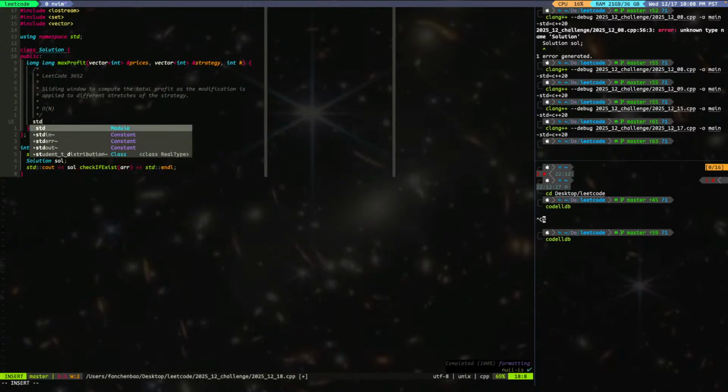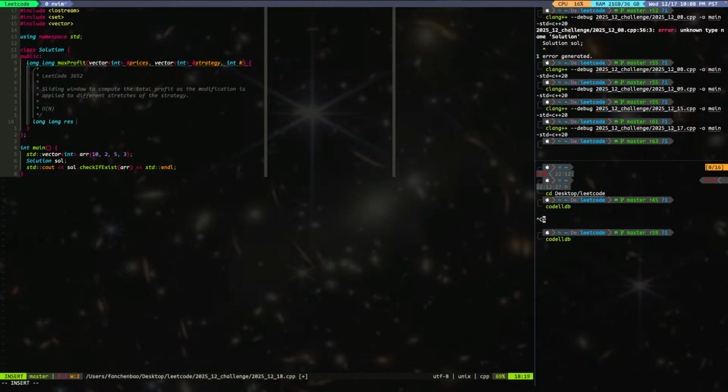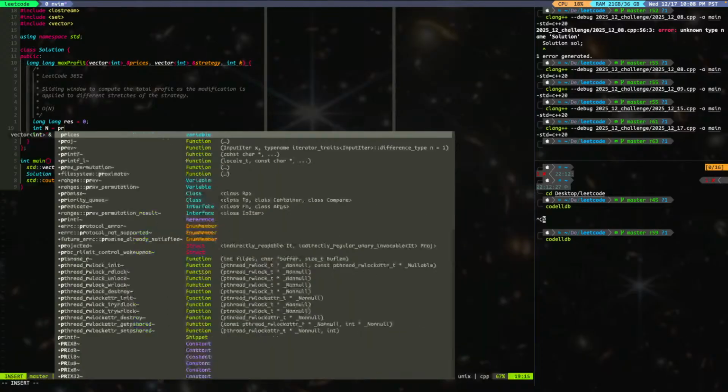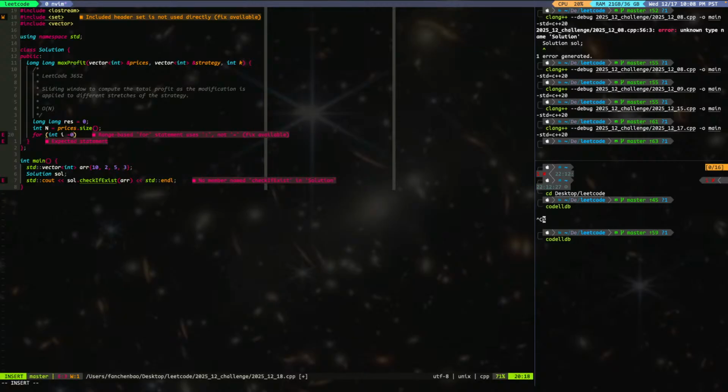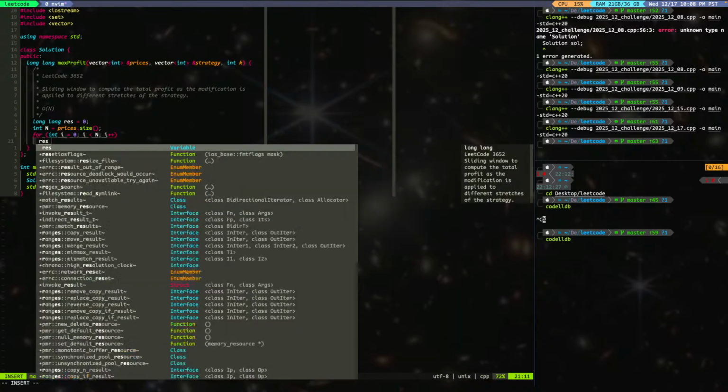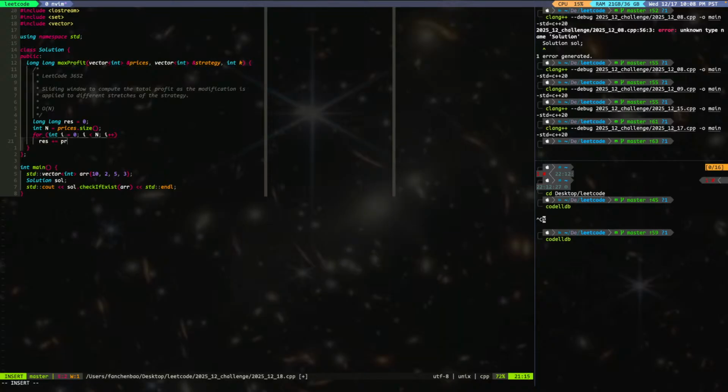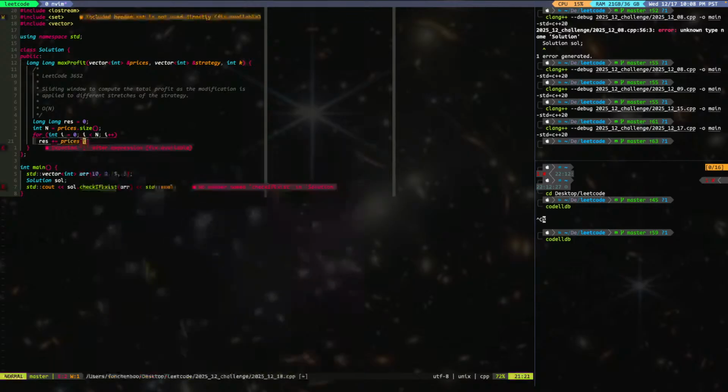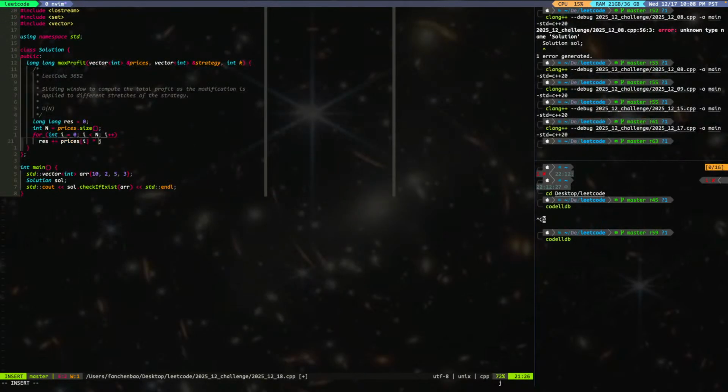All right, so we'll say long rest equal to 0, for int i equal to 0. Let's also get n equal to prices.size(), and i smaller than n, i plus plus. So what we do here is rest plus equal to prices[i] multiplied by, let's also set this to long, strategy[i]. So this is the rest.